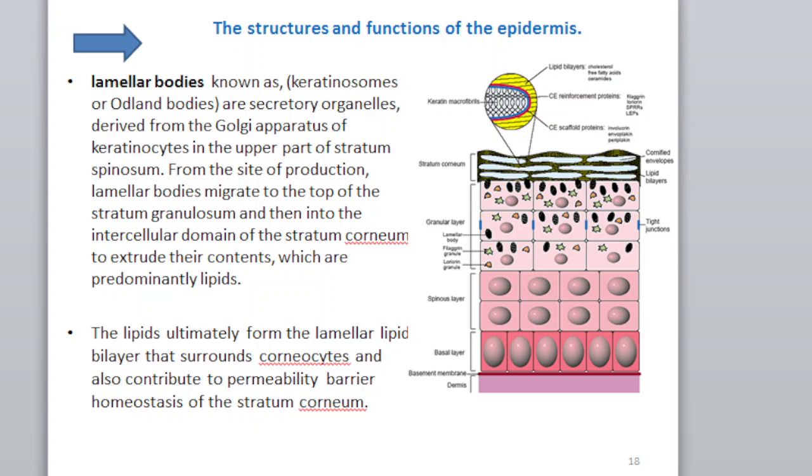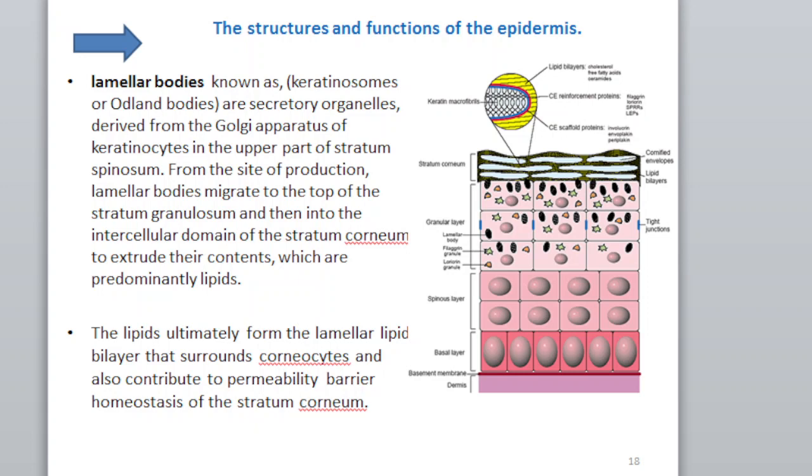Next slide. Lamellar bodies known as keratinosomes or Odland bodies are secretory organelles derived from the Golgi apparatus of keratinocytes in the upper part of stratum spinosum.